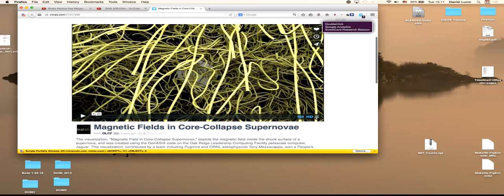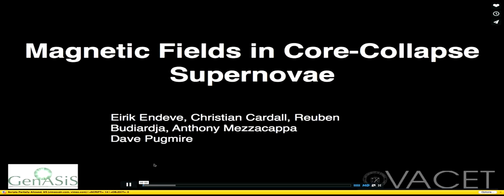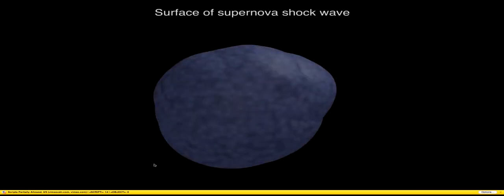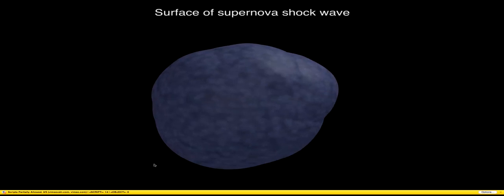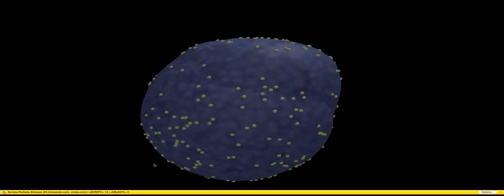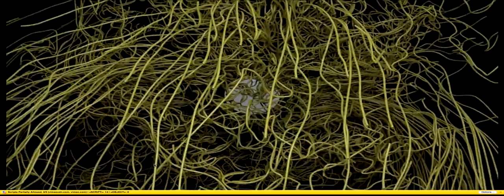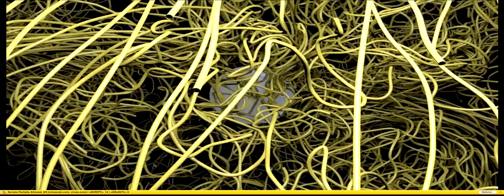This visualization comes from the same simulation result that I showed earlier. This is the surface of the shock wave, and we put some seeds, and then we just trace the magnetic field lines. In the center there is the protoneutron star.